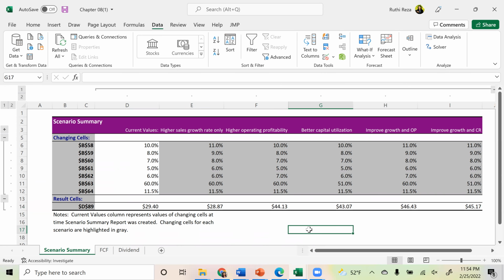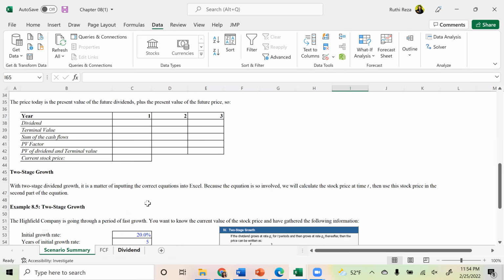You can do the same scenario analysis for intrinsic value too. And I'm going to leave that for you to practice at home. So at home, you're going to practice how to perform this scenario analysis for the intrinsic value, not for the stock price. Right. Next, we are going to perform the stock valuation based on the forecasted dividends.